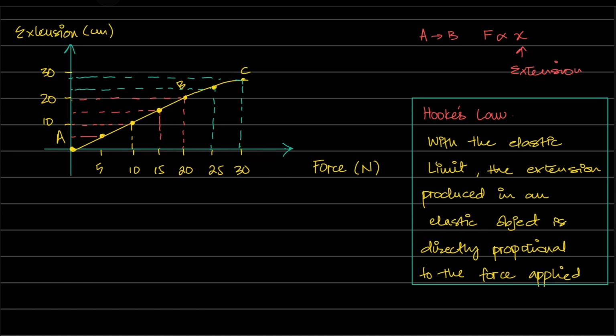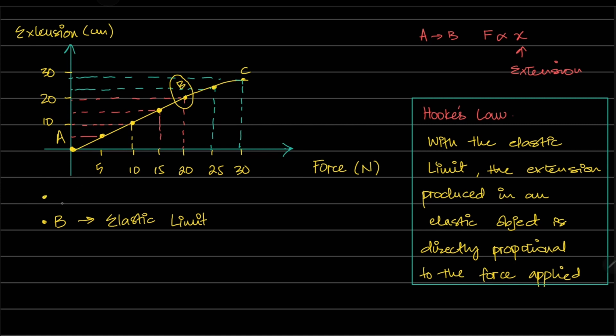This is the part where there is no equal change in the length with an equal change of force, right? Now point B is the point where your extension is not directly proportional to the force which is applied, so you will say that point B is where your elastic limit has been reached. This is the limit of proportionality, okay?